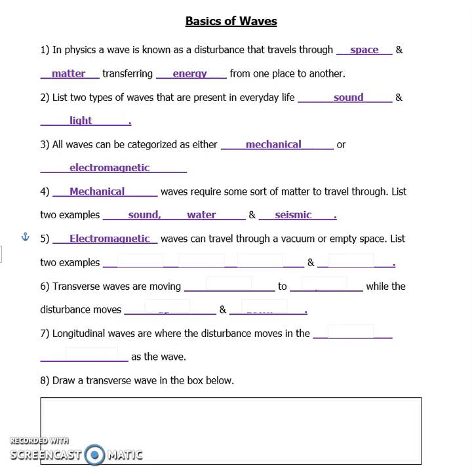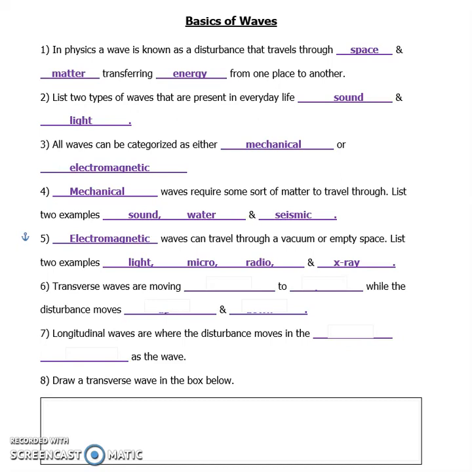Electromagnetic waves can travel through a vacuum or empty space. Some examples of electromagnetic waves might be light, microwaves, radio waves, or X-rays.